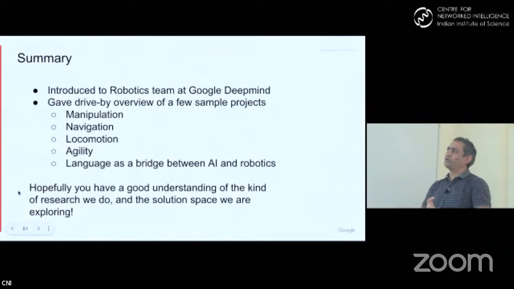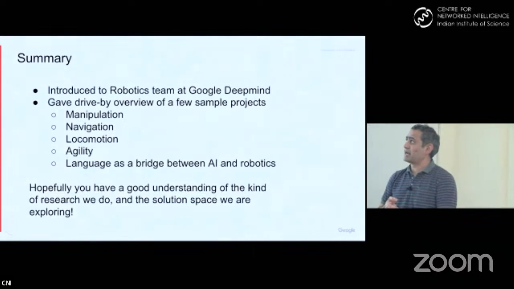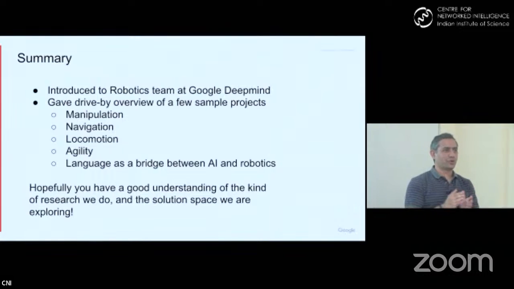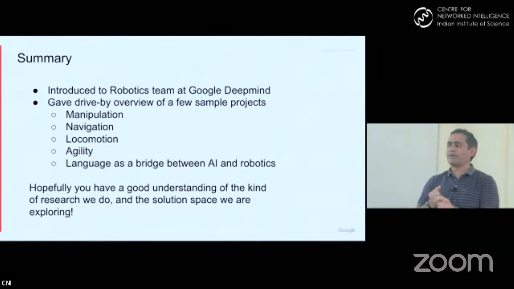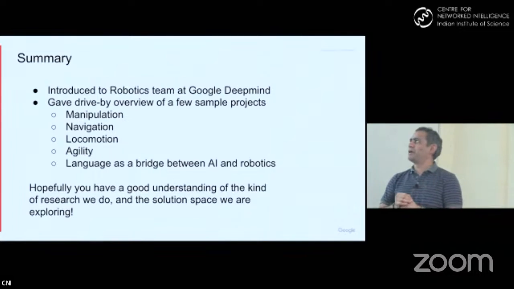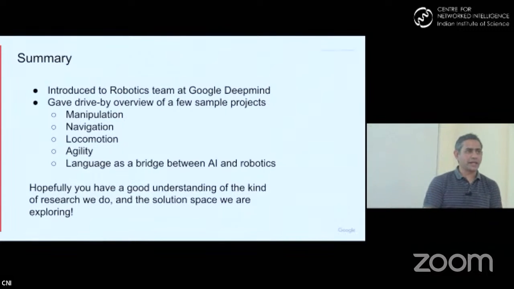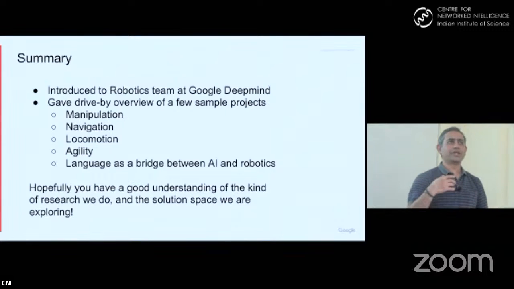Cool. So basically, to summarize, I introduced you to robotics at Google DeepMind. I gave a very quick drive-by overview of a few sample projects. Hopefully, you have a good understanding of the kind of work that we do, the kind of projects we are interested in, and the kind of methods that we are exploring. And there are links for you to dig deeper.